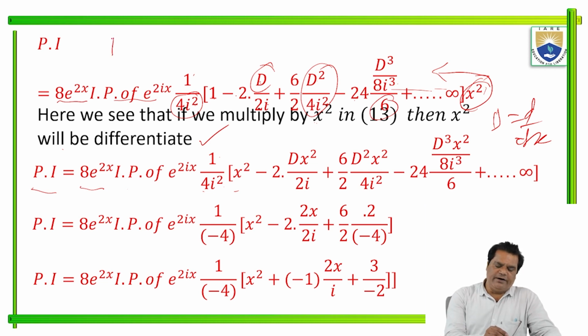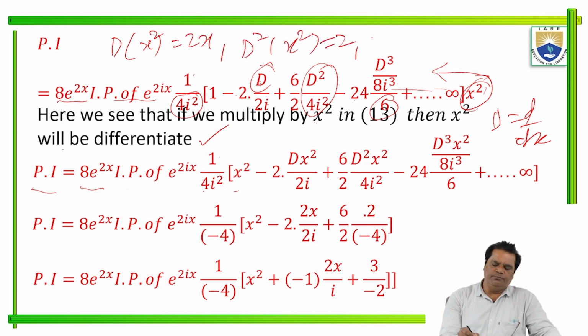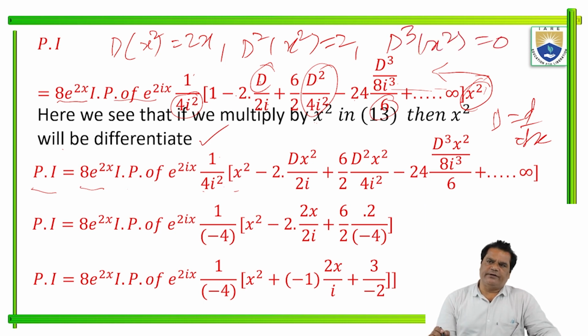So we know that D of x square is 2x. D square of x square is 2. D cube of x square is 0. D4 of x square is also 0. So all these terms vanish. Here x square multiplied by 1 is x square, D x square, D square x square, D cube of x square. So this term is 0 and all other terms are 0.